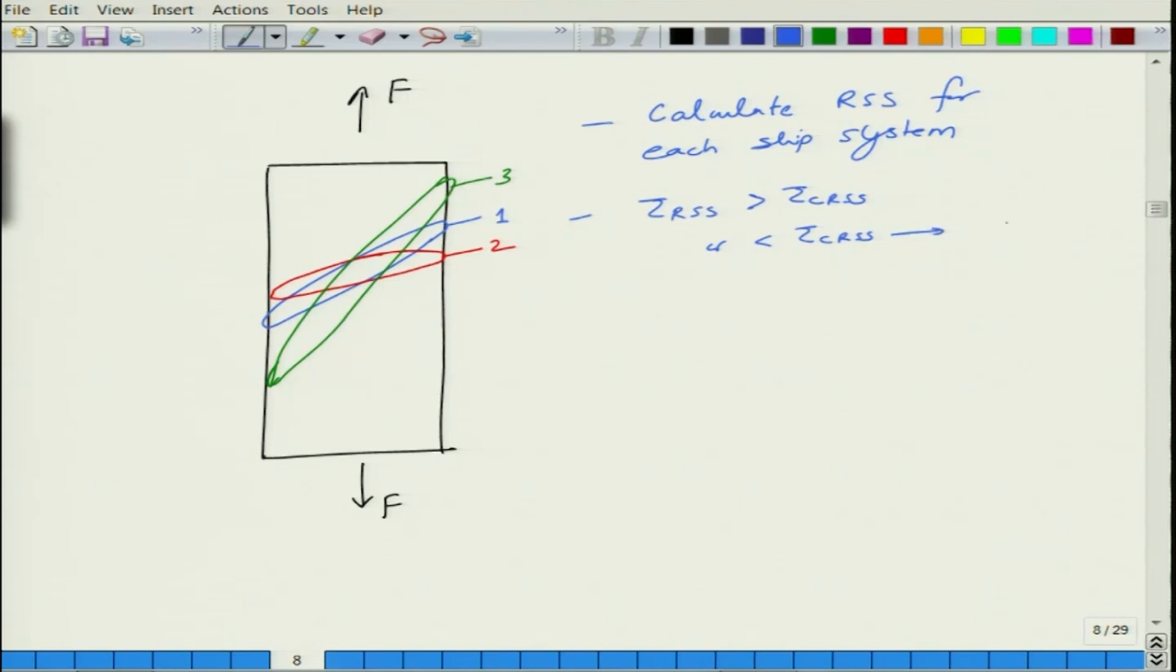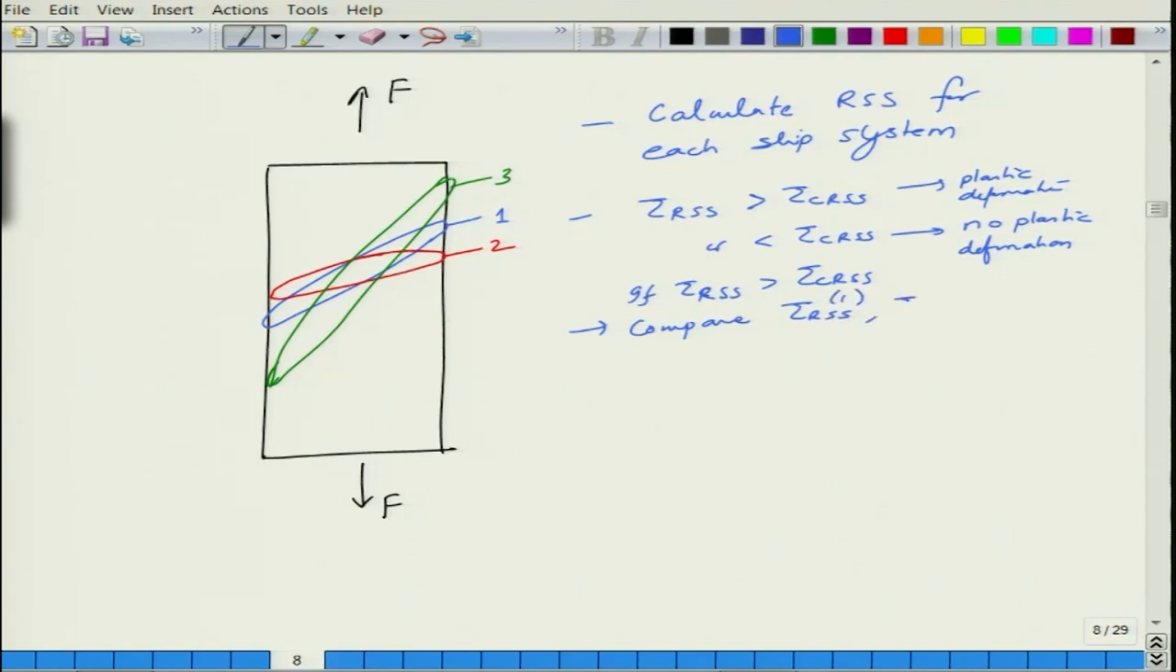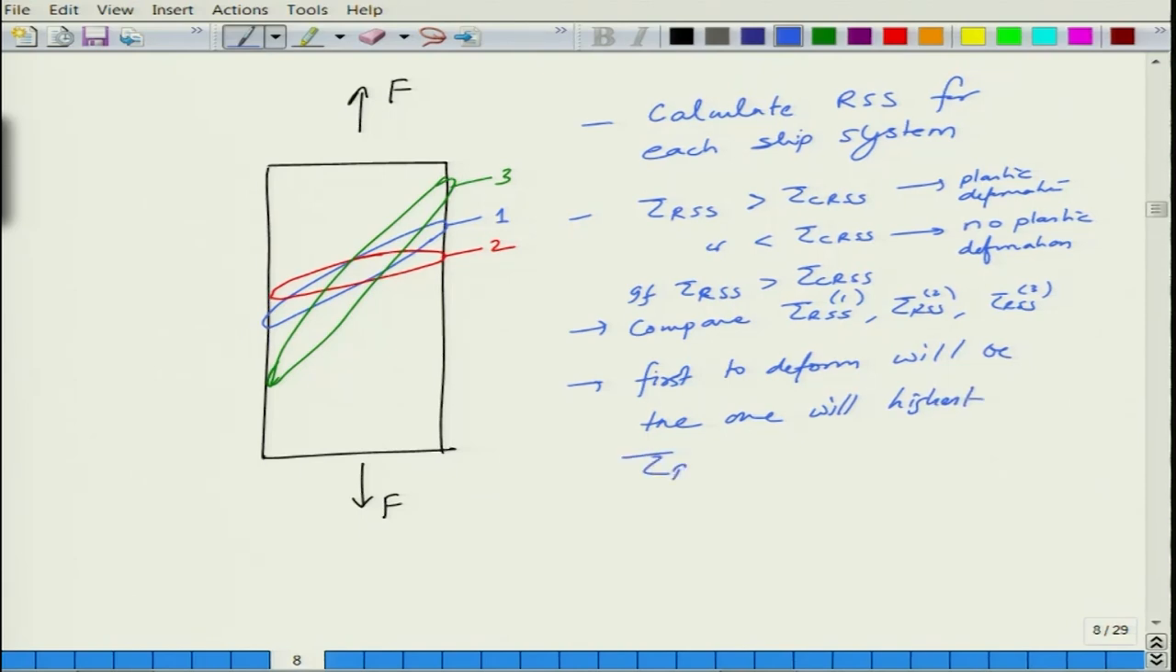Obviously if it is lower than tau CRSS, then there is no plastic deformation at all. If it is higher than tau CRSS, then plastic deformation will be possible. Then you compare, if tau RSS is bigger than tau CRSS, tau RSS for one plane, tau RSS for the second plane and tau RSS for the third plane. The one that will deform first is the one with the highest tau RSS. So basically you can say in this context tau CRSS is a material constant.